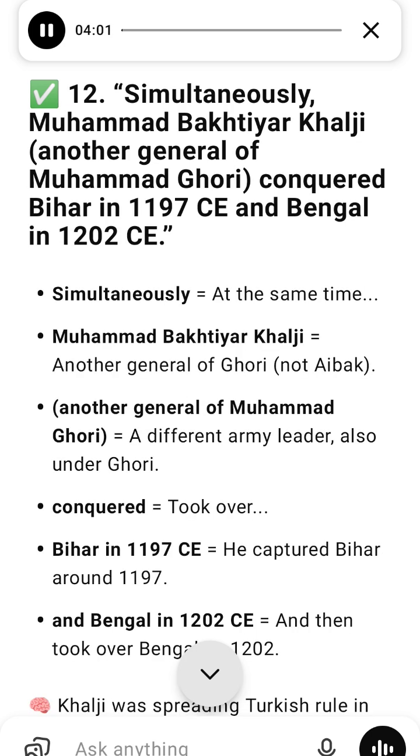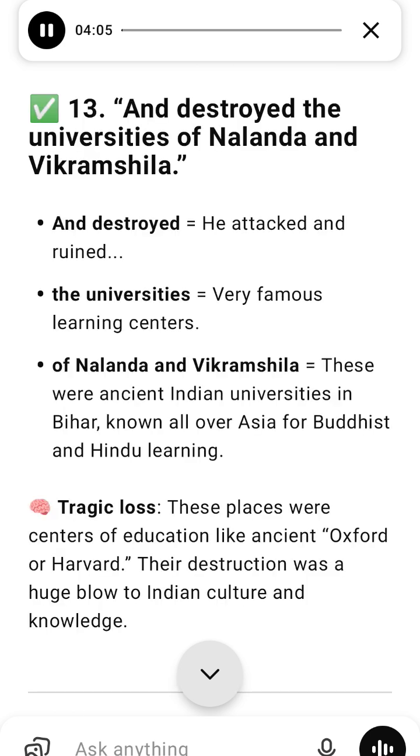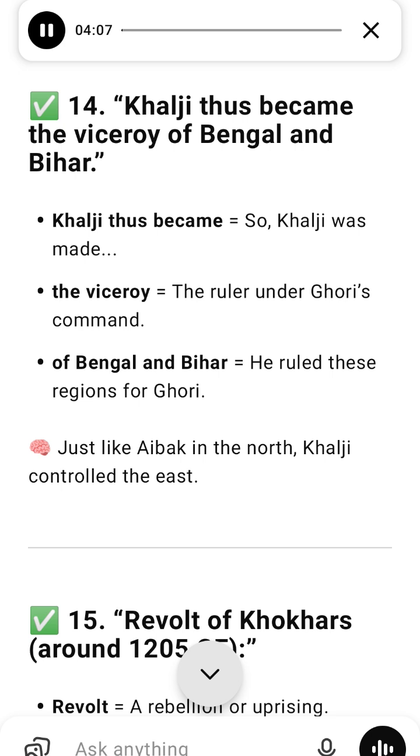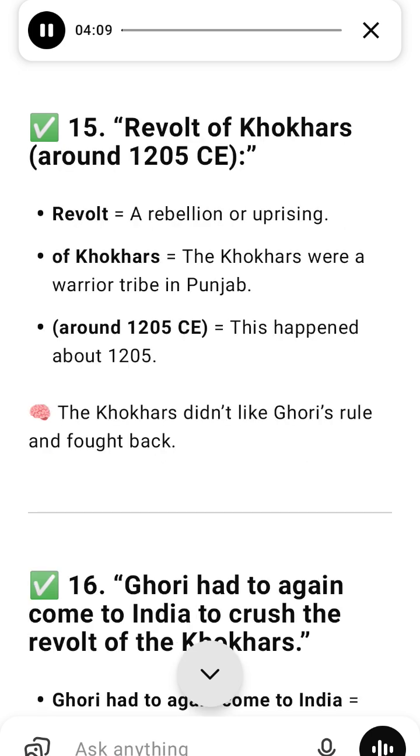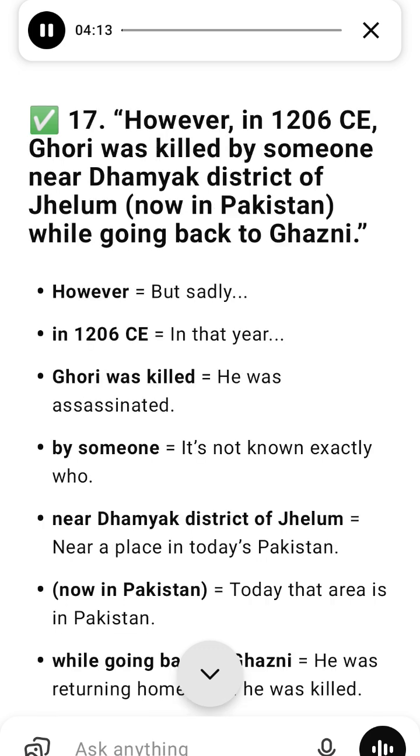The reign of India passed on to Aibak, who laid the foundation of the slave dynasty. The reign of India, rule over Indian lands, was taken over by Aibak, who started the slave dynasty. Aibak became the first king of a new ruling family in India, called the slave dynasty, because he was once a slave. This was the beginning of the Delhi Sultanate, Muslim rulers who would rule parts of India for the next 300 plus years.